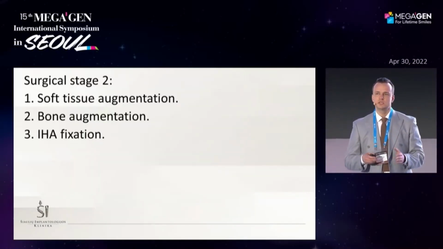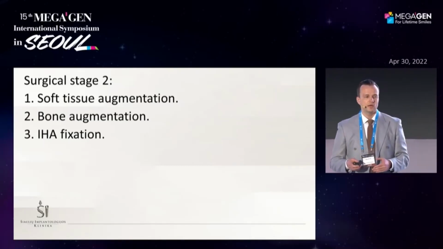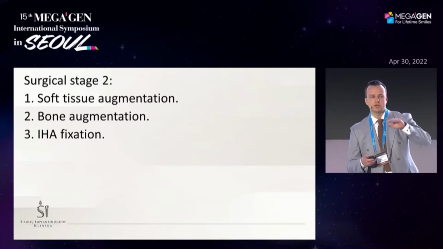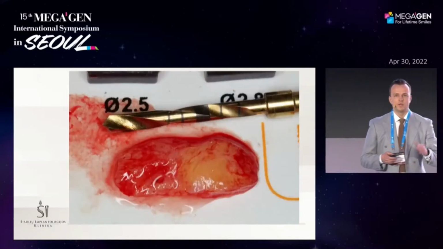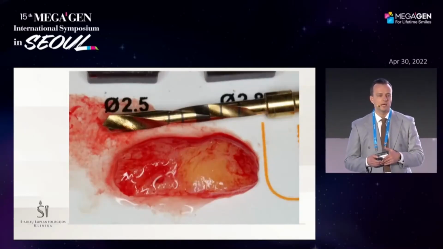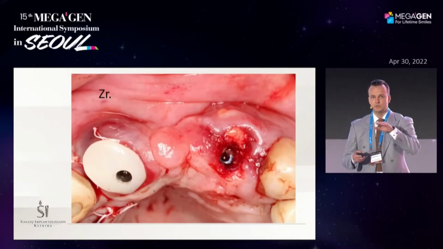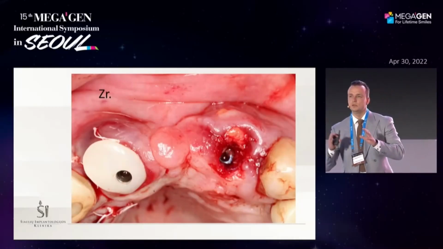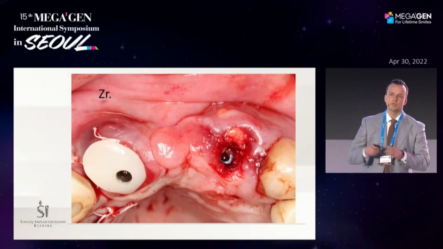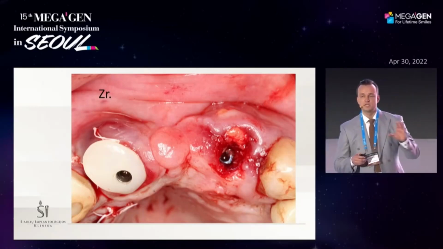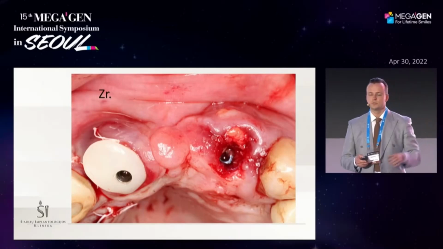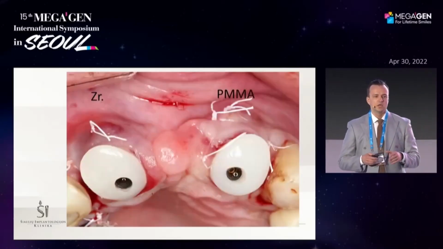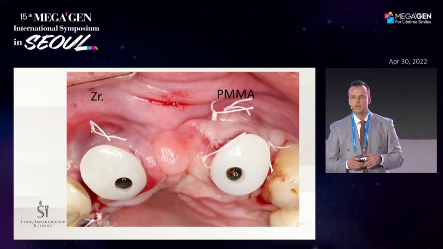The second stage means that we need to take the connective tissue graft and place it between the periosteum and the rest of the soft tissues. So we harvest the soft tissue from the palate and place it in between the periosteum and the rest of the soft tissue. The gaps between the implant and the bone are filled with allograft material, and we place the individual healing abutments on top. In this case, on the left side is going to be zirconium. On the right side is going to be PMMA.